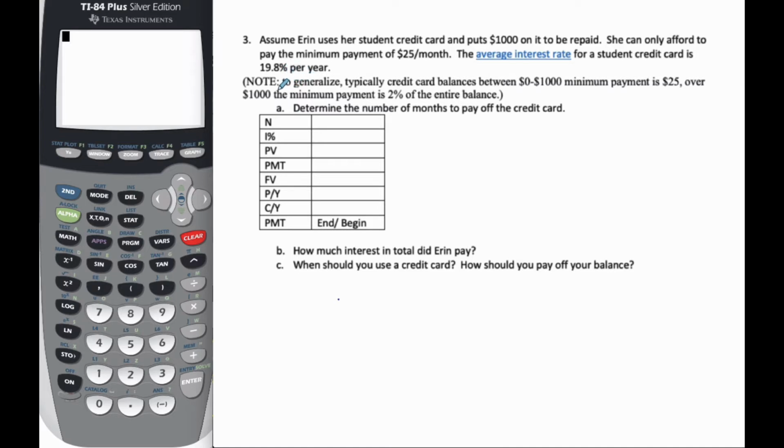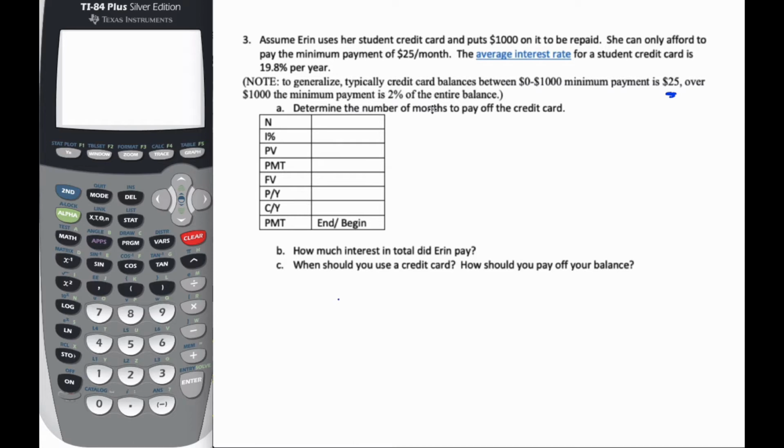Crazy town. To generalize, typical credit card balances between 0 and 1,000 have a minimum payment of $25. So this is pretty real. Over 1,000, you have to pay 2% of the entire balance. But if it's under 1,000, you always have to pay $25. So let's see what happens here.